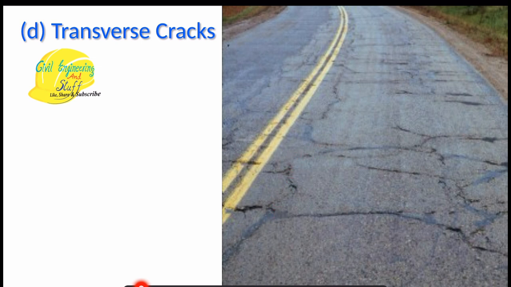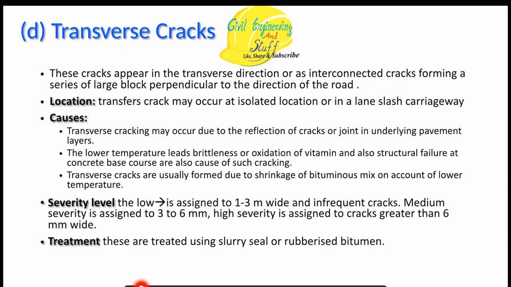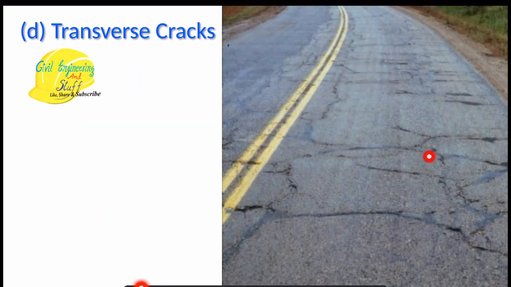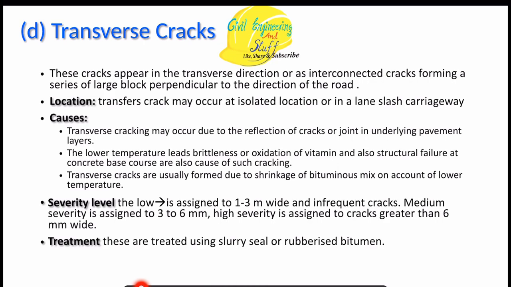Then the designer or engineer tried to mitigate this crack by using some sealant. You can see the sealant that has been provided, be it rubberized bitumen or bitumen emulsion, whatever the case may be. They tried to seal that crack. But since the intensity of the crack was very high, the sealing didn't provide much benefit. The cracks kept on propagating and further covered the whole carriageway. In this image, you can see longitudinal as well as transverse cracks. These are interconnected in the transverse direction and form large blocks perpendicular to the direction of the road. Basically, these are what we call transverse cracks.